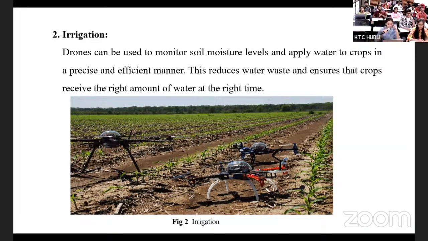Next, irrigation. Drones can be used to monitor soil moisture levels and apply water to crops in a precise and efficient manner. This reduces water waste and ensures that crops receive the right amount of water at the right time.